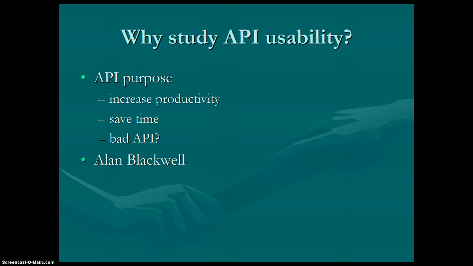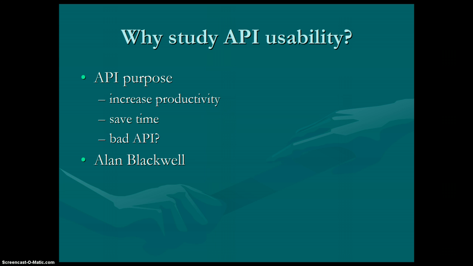So why is it important to study API usability? We have to look at the purposes of an API. APIs are supposed to increase a developer's productivity by providing components that perform common tasks. They save the developers the time and effort required to create their own implementations of those components rather than create them from scratch.